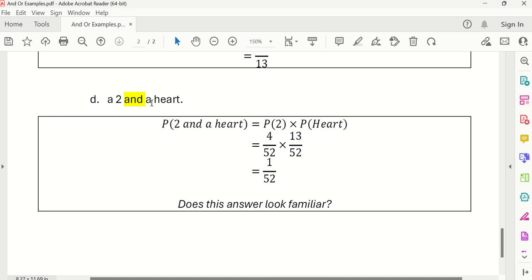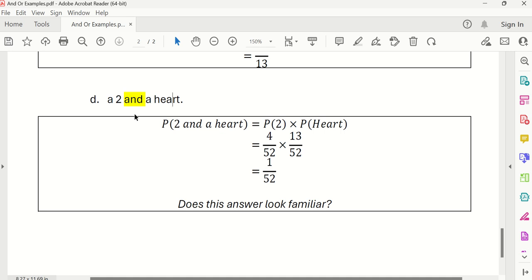Finally, we can get trickier ones, a 2 and a heart. But guys, just remember, "and" means times. So the probability of a 2 is 4 out of 52. The probability of a heart is 13 out of 52. What's 4 out of 52 times 13 out of 52? Well, 1 out of 52.